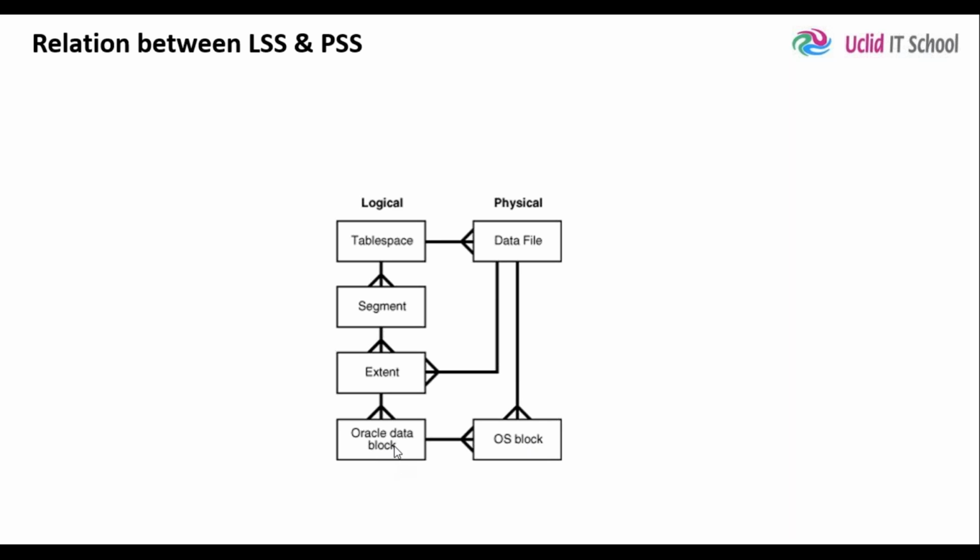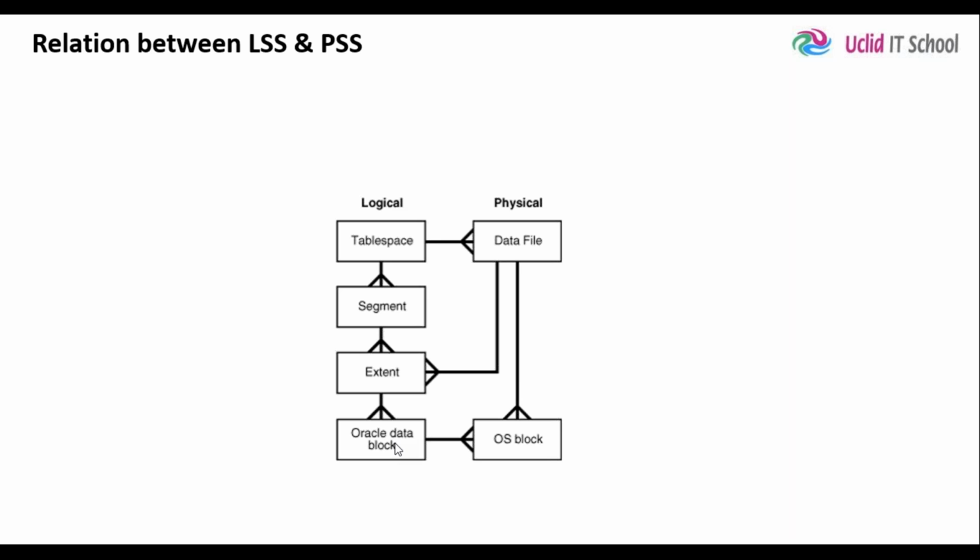Now, the Oracle block is made up of OS blocks. Suppose the Oracle block is 2 kilobytes. The OS block is 512 bytes only, not kilobytes. Generally most operating systems use a 512-byte block size. So that means 4 OS blocks make up one Oracle block, right? The Oracle block is 2 kilobytes, so 4 OS blocks make up one Oracle block.